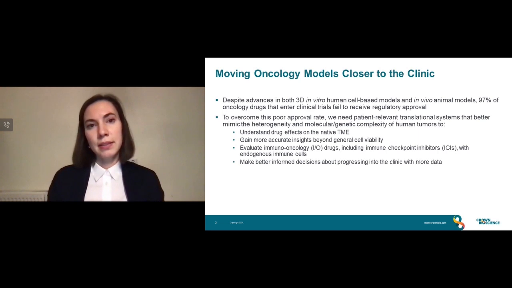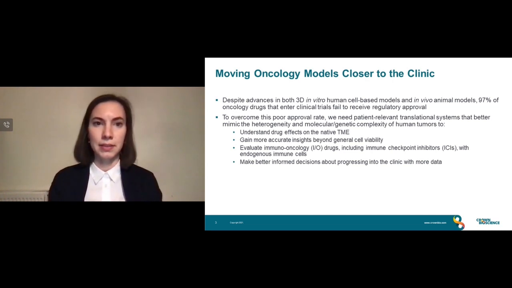We believe that this is feasible through models that represent a native tumor microenvironment and can help to get more accurate insights beyond the general cell viability assessments. Of course, the native tumor microenvironment includes endogenous immune cells, and this is especially relevant for evaluation of immuno-oncology drugs. Therefore, we believe that these models can help you make better decisions in progressing drug candidates to the clinic.